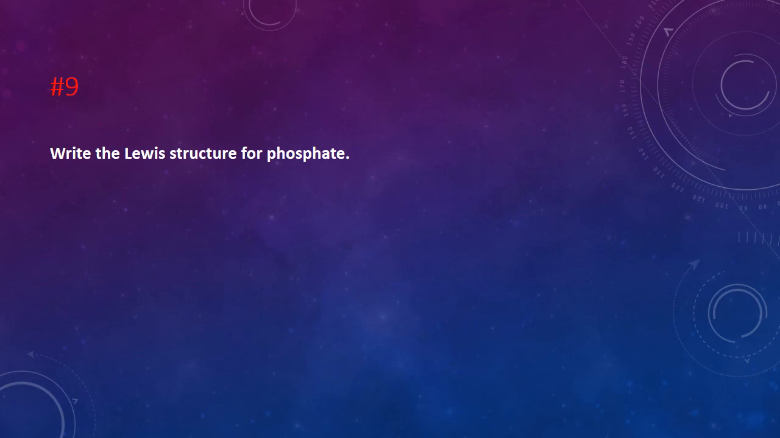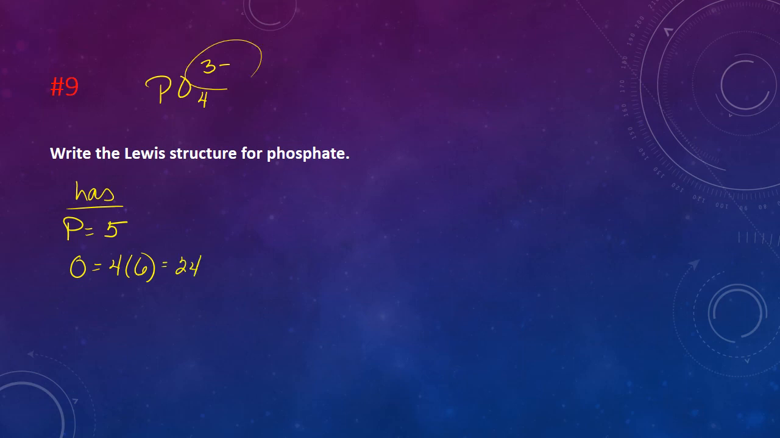Again, try phosphate on your own before you hit play and see how you do. Right, phosphate is PO4, 3 negative. So phosphorus has 5 valence electrons. Oxygen, there's 4 of them. They each have 6, so that's 24. And this 3 means we also have 3 more electrons. So 5, 3, and 24 gives us 32 electrons. So that's saying phosphate has 32 valence electrons.